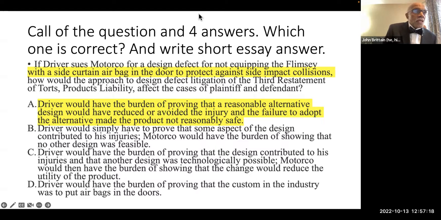Here you see the problems again, and you see the driver would have the burden. So what burden is going to be? Burden means one side, mostly the plaintiffs, have to prove their case. And I point out just to see here that a reasonable alternative design would have reduced or avoided this injury, and the failure to adopt that alternative made the product not reasonably safe, and therefore they can bring what is known as a design defect case.